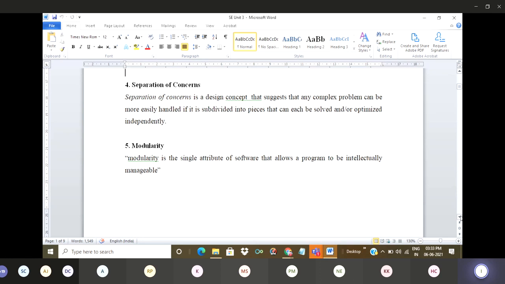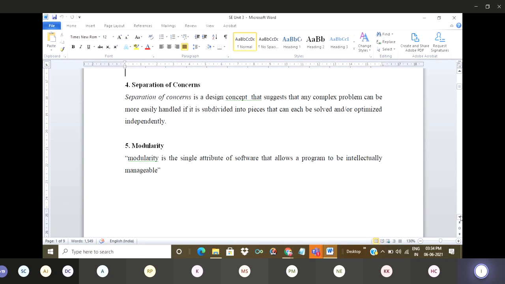I repeat once again. Separation of concerns is a design concept that suggests that any complex problem can be more easily handled if it is subdivided into pieces that can each be solved or optimized independently.